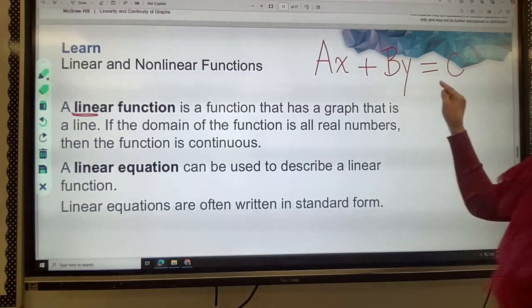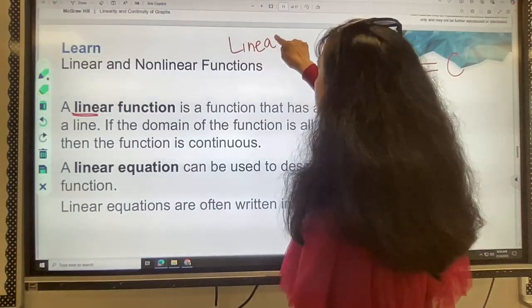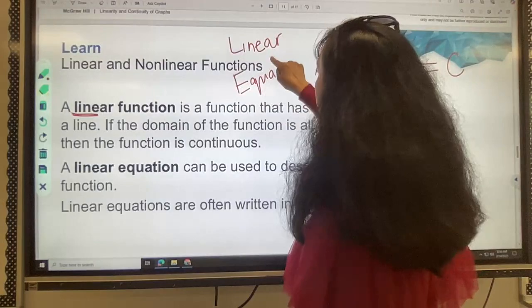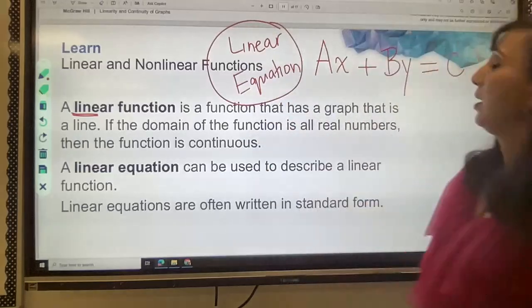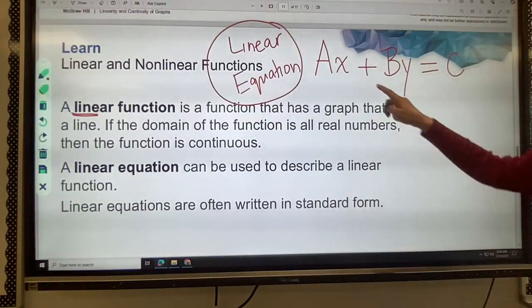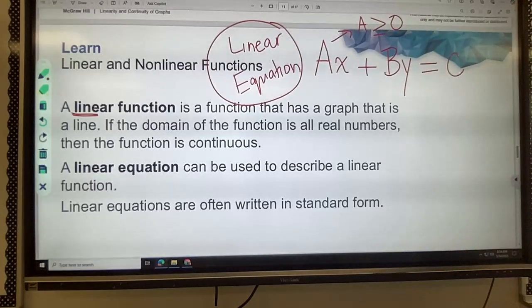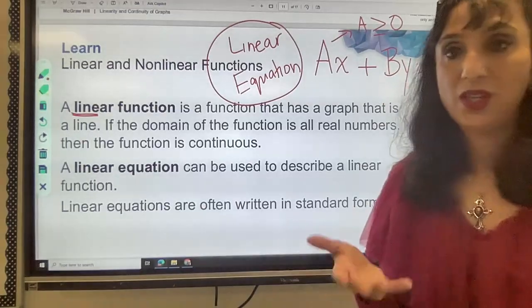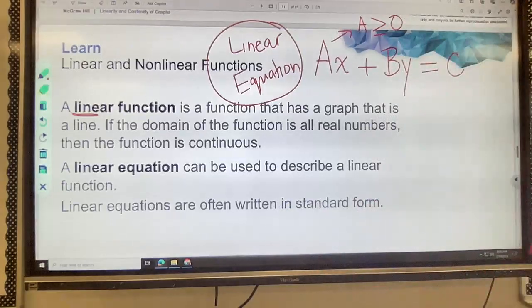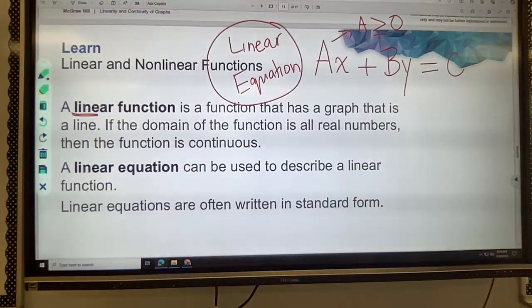Okay, so this is the standard form of a linear equation. Looking at this one, a is greater than or equal to 0, and a and b are not both 0, because then that would be 0 times x plus 0 times y, which would make it 0. Once again, a is greater than or equal to 0, a and b are not both 0, and a, b, and c are integers with a greatest common factor of 1.